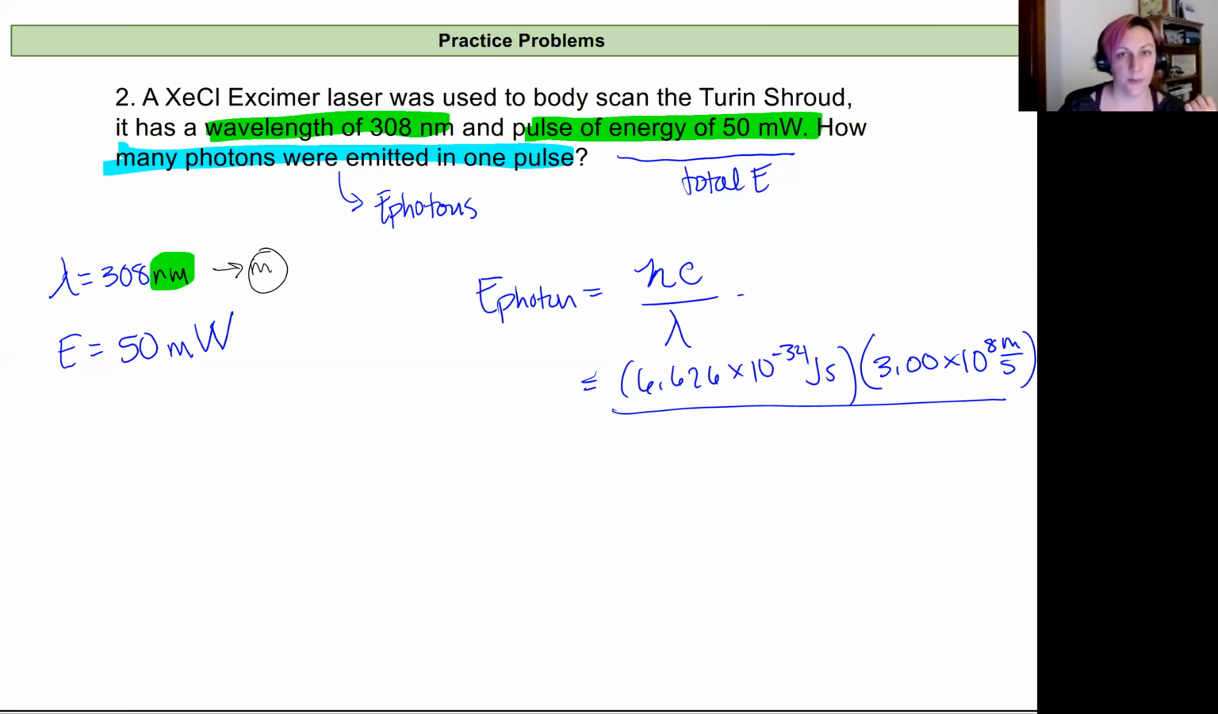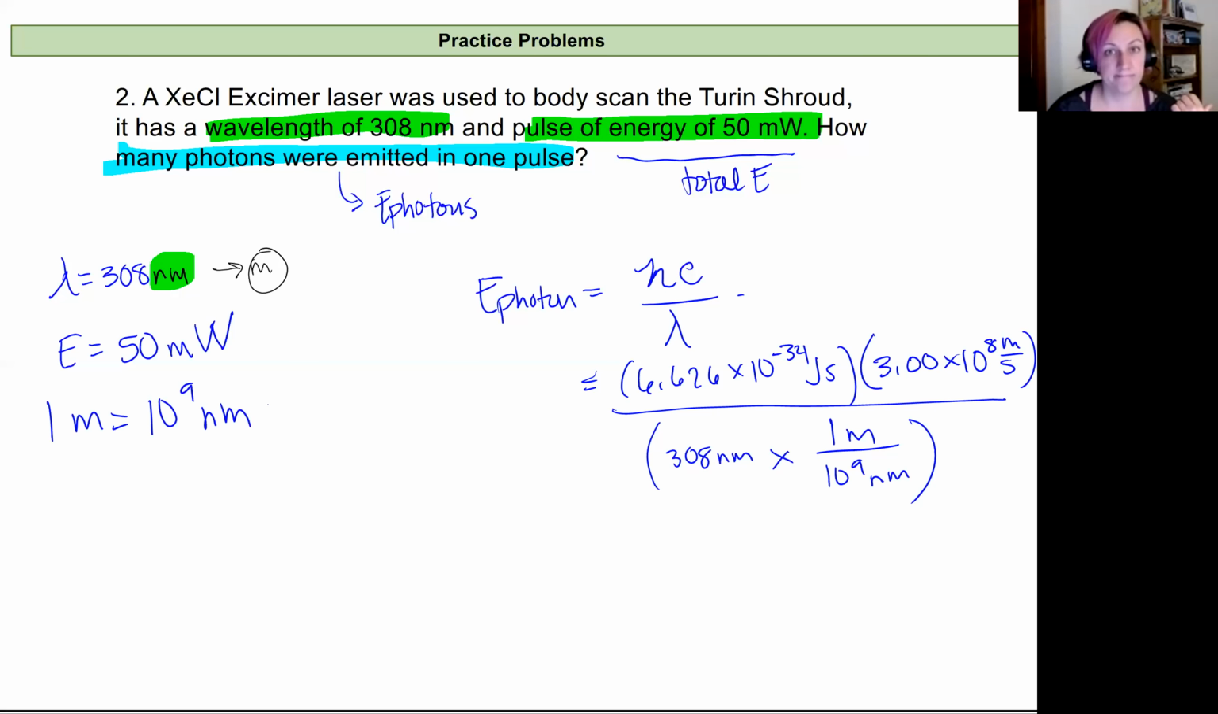So I'm going to incorporate that conversion into my equation here. I have my 308 nanometers for my wavelength, and I'm going to multiply that by 1 meter divided by 10 to the 9th nanometers. This is just the conversion that 1 meter equals 10 to the 9th nanometers, relying on those dimensional analysis skills.